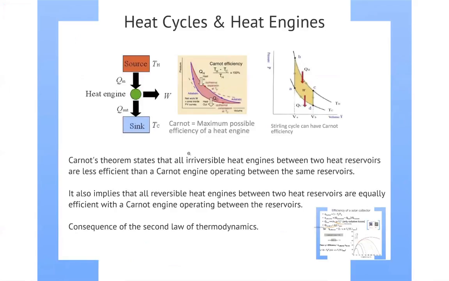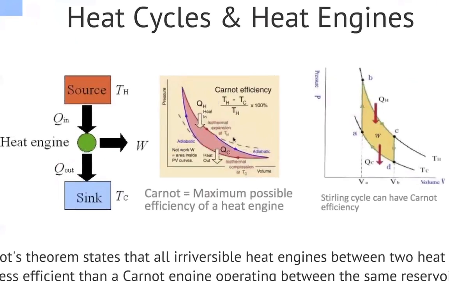Now, this just gives you an upper limit for the efficiency, but Carnot also proposed a heat engine that allows you to achieve this efficiency, at least conceptually. Let's look at that. This is referred to as a Carnot cycle. The Carnot cycle essentially is the maximum possible efficiency of a heat engine. Let's zoom in here and take a look at what this is.